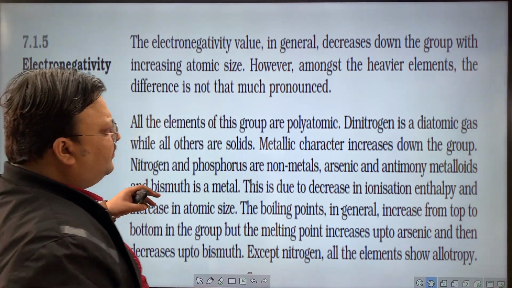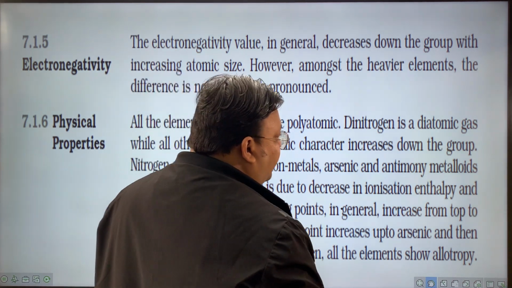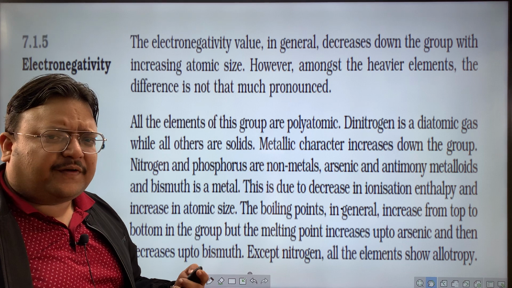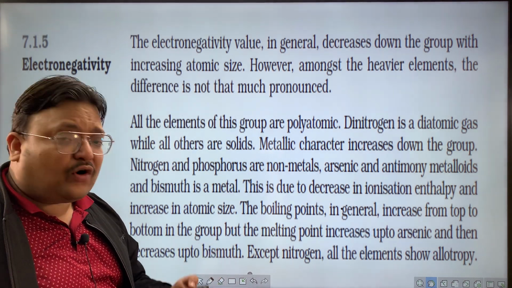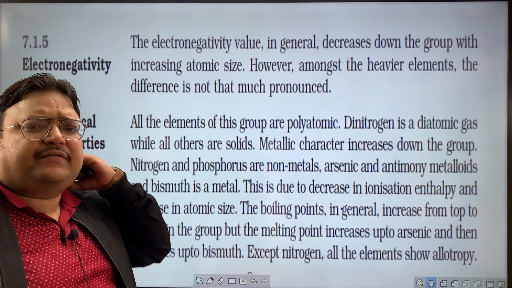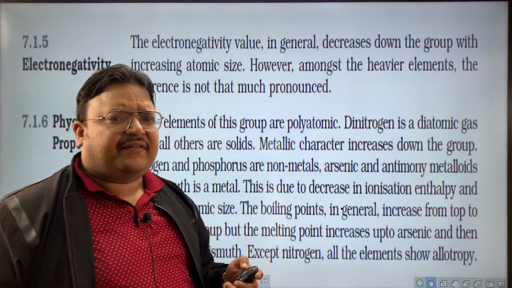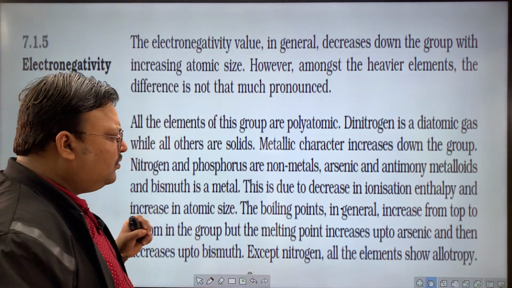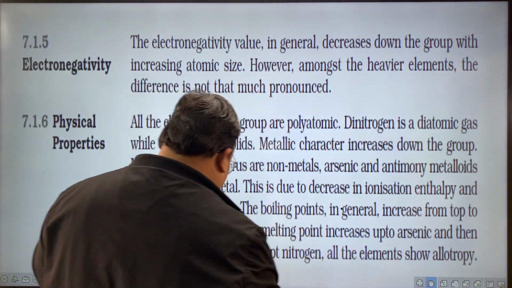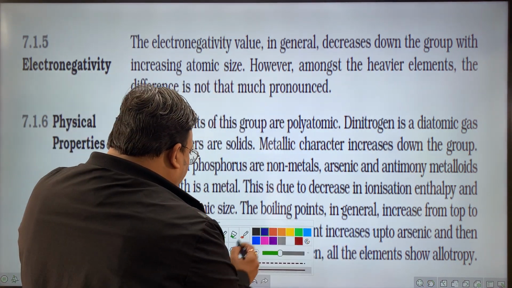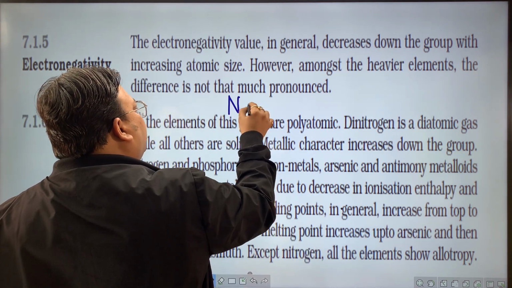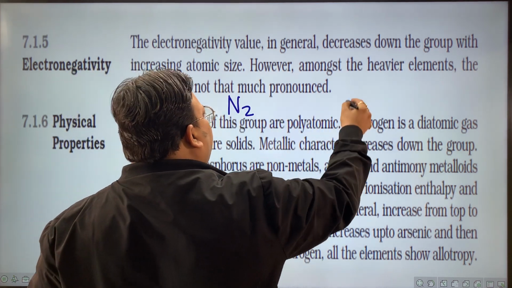Physical properties. Now, when it comes to physical properties, we all know nitrogen is a gas, phosphorus is a soft, waxy solid, and the other members tend to become harder. Bismuth has a crystalline lattice, so it's absolutely metallic in nature. Although we'll see this in detail in the next video, right now, the fact is nitrogen is diatomic, and all the rest of the members are tetraatomic, P4.